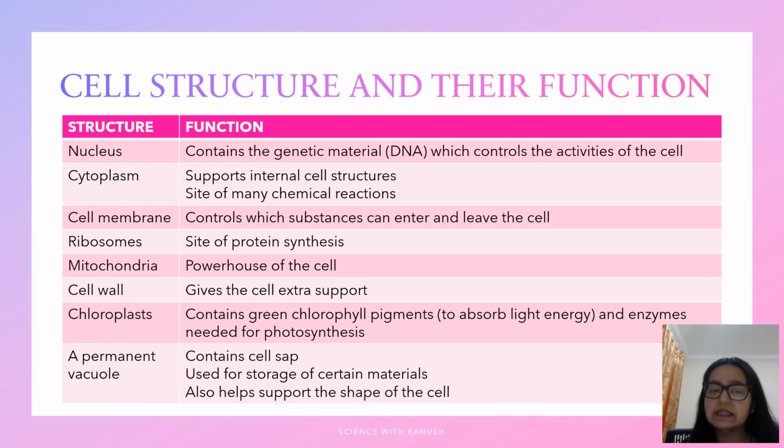Cytoplasm supports internal cell structures, as we saw previously that ribosomes, mitochondria and so on were contained within the cytoplasm, and it is the site of many metabolic reactions. Metabolic reactions are the reactions which happen in the body. So most of the metabolic or chemical reactions of the body occur in the cytoplasm. Okay, and then we have the cell membrane. The cell membrane controls which substances can enter and leave the cell. Also, the cell membrane separates the external and the internal environment of the cell.